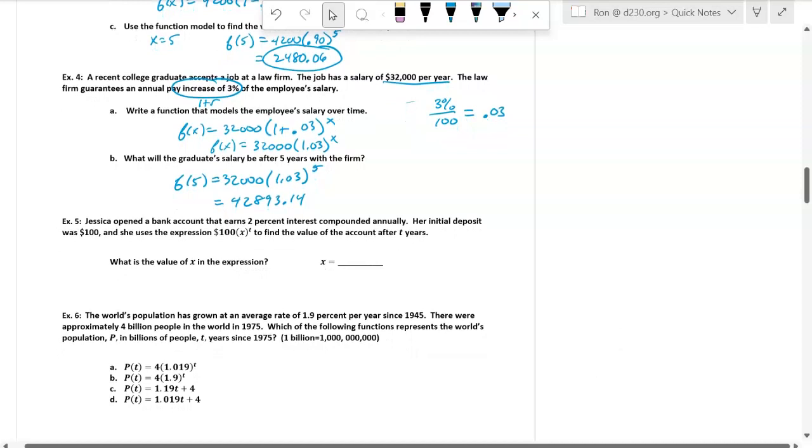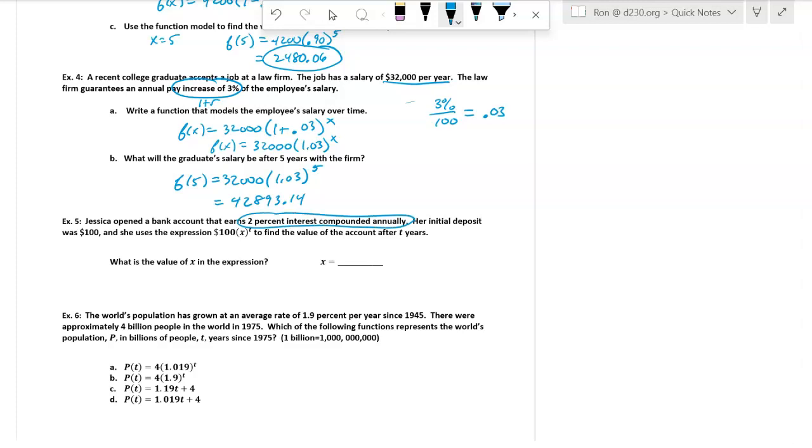Okay, last two problems. Jessica opened a bank account that earns 2% interest compounded annually. So if it earns, that means it's going up. Her initial deposit is 100, and she uses the expression 100 times x to the t to find the value of the account after t years. What is the value of x in this expression? Since we're earning, we know it's growth. So we know it's going to be 1 plus the rate. If the rate is 2%, 2 divided by 100 is 0.02. So 1 plus 0.02 would be 1.02.